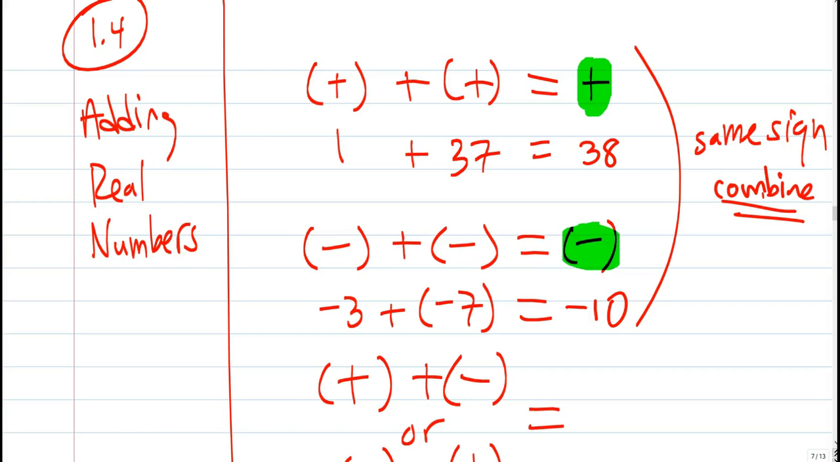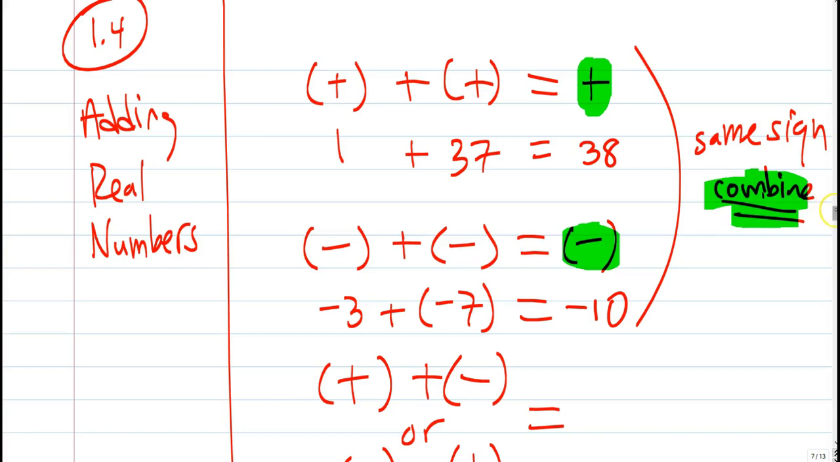You can use the number line. If you're not liking the way I'm covering this and you want to try using the online, I believe they're going to try to explain it with the number line. Just to me, that gets a little more complicated. Okay, so we know a positive plus a positive, they combine to make a positive. A negative plus a negative, they combine to make a negative. Same sign, we just combine the numbers, we keep the sign.